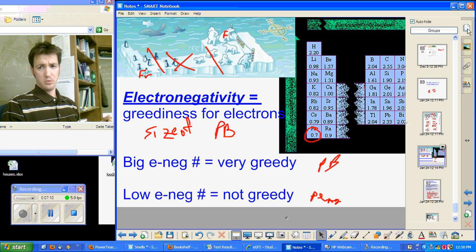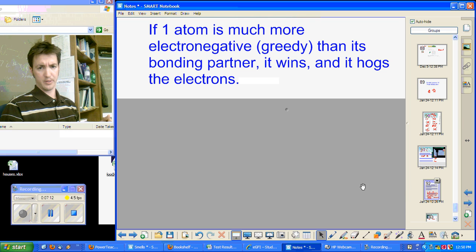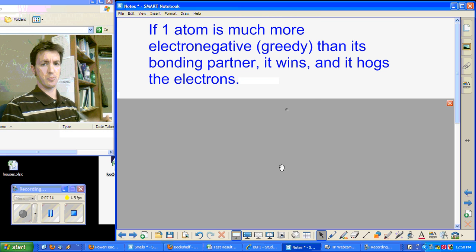Alright, so I guess some thoughts on how this ends up working. I do not expect you to write all these words down. It's better if you can put some of this in your own words a little bit. But the basic idea is, if one atom is more electronegative than its partner, so you have a polar bear and its partner being a penguin, the polar bear wins. Yay! And it hogs all the electrons.